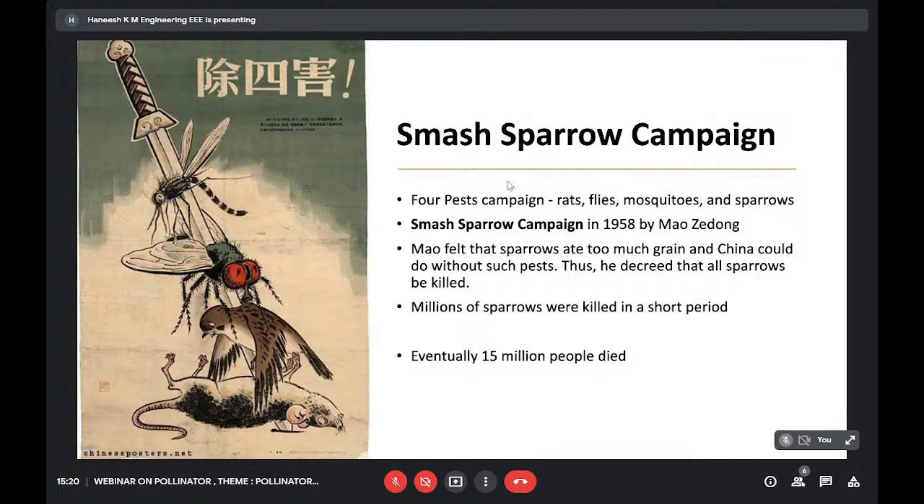So finally, what happened when the sparrows were not there? There was nobody to control the pests in their gardens or in their cultivation. So it badly affected their agriculture. Within one or two years, the entire plantations were affected by the pests, and the outcome of that.